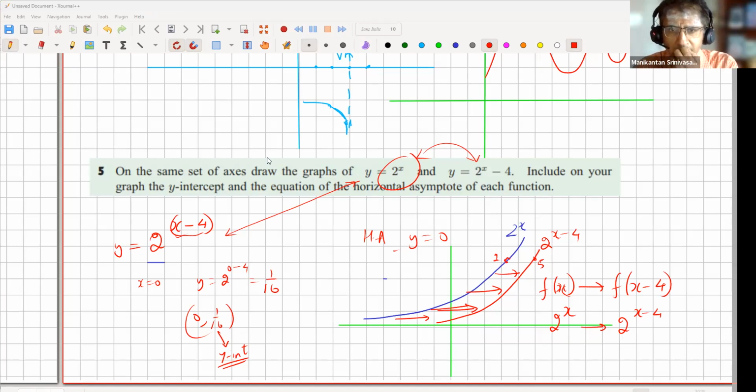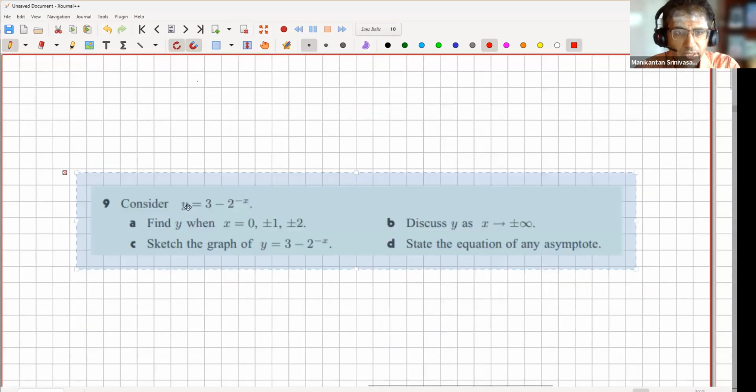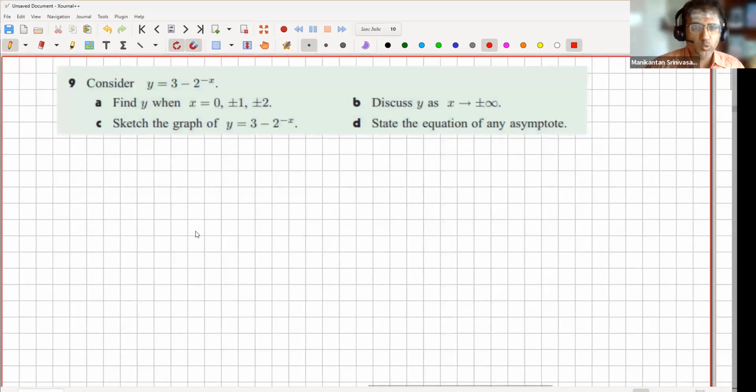Okay, question 6. I'm just wondering, should we do it, or maybe I'll assign it as homework. One sec. Maybe I'll assign it as homework. Ignore question 6. Can you do question 9? Question 9. 3 minus 2 power minus x.